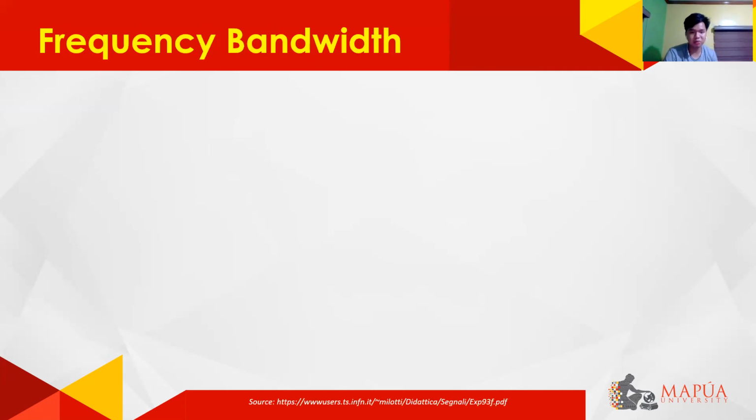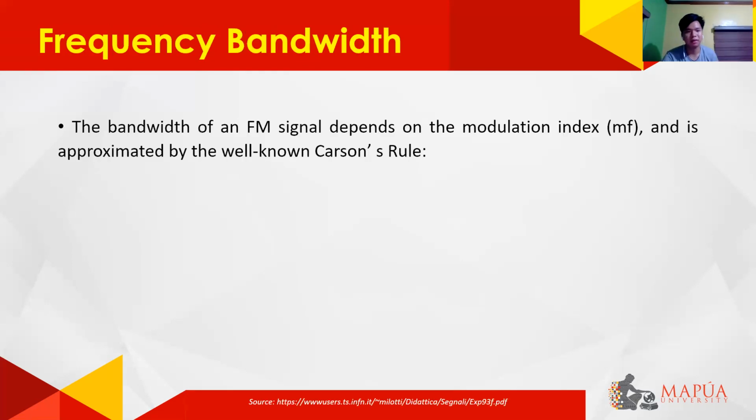Okay, we will now proceed to the frequency bandwidth. The bandwidth of an FM signal depends on the modulation index m_f and is approximated by the well-known Carson's rule. So what is Carson's rule? Bandwidth is equal to 2 times the deviation plus f_m max, where f_m max is the maximum frequency of the modulating signal.